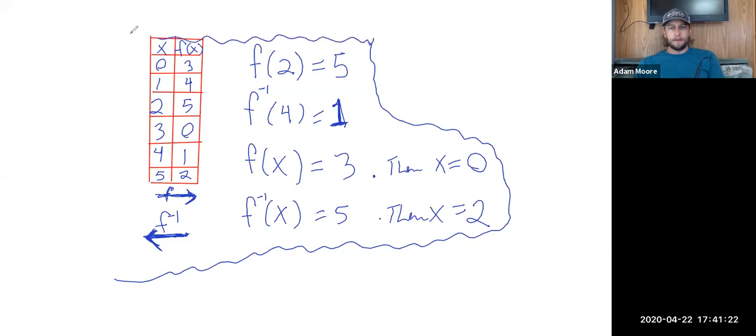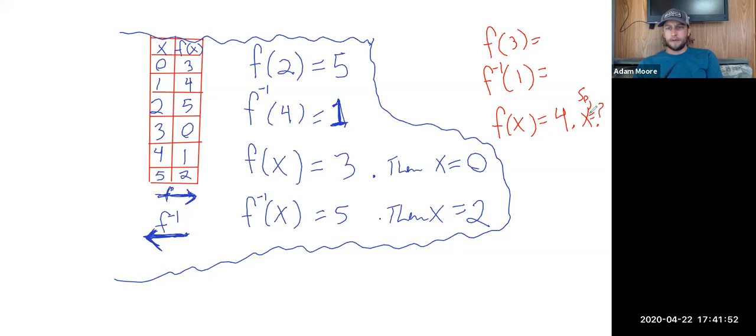And I have new challenges for you. See what you can do with this. Your turn. Figure for me a few of the same things. F of 3, f inverse of 1, f of some x equals 4. So x equals what? Also, f inverse of some x equals 4. So x equals what? See what you guys can do with that.